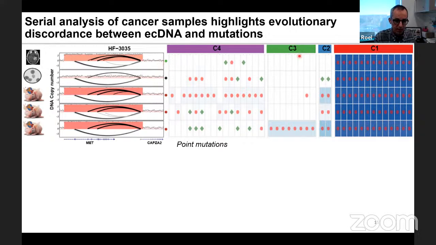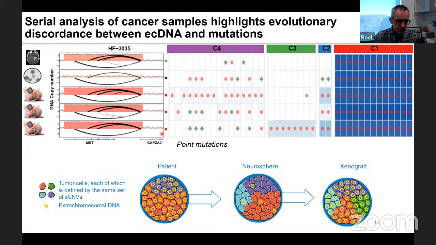So these are all point mutations detected in the tumor sample. And the coloring actually represents the clonal fraction. And you can see there's a cluster, a C1 cluster of mutations that is clonal. So these are mutations present in all tumor cells of all the five subsequent tumor specimens. What we did not find were mutations present in the primary tumor, depleted in the neurosphere, and reappearing in the xenografts. So this was a first hint about the discordant inheritance propagation of ecDNA elements versus point mutations detected on linear chromosomes.